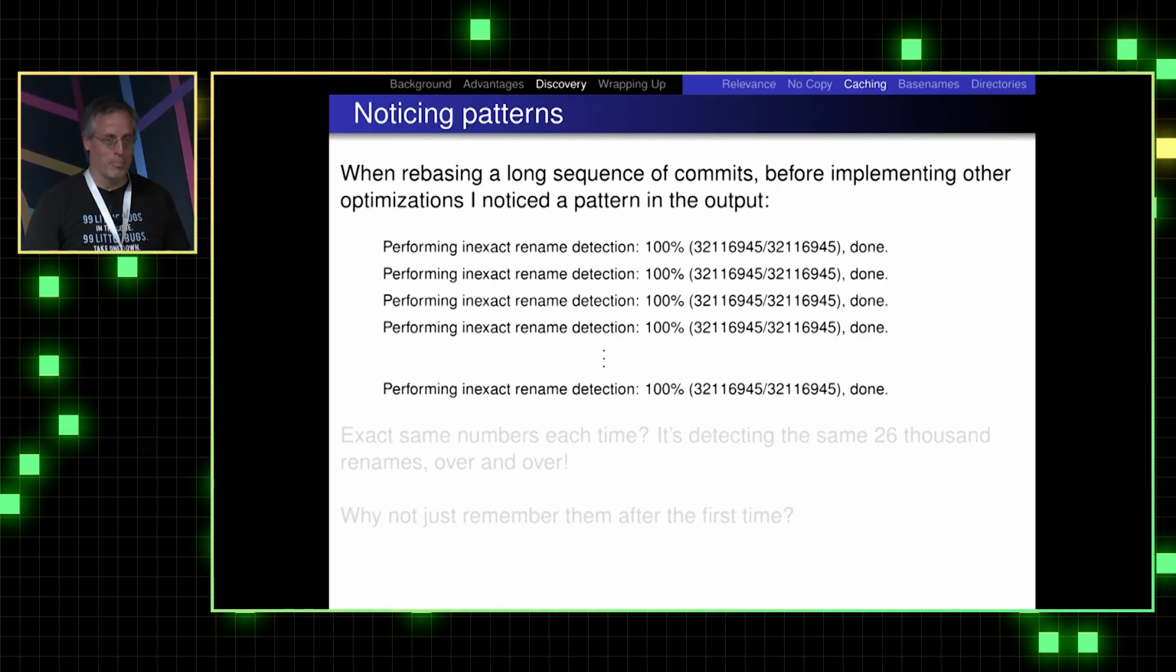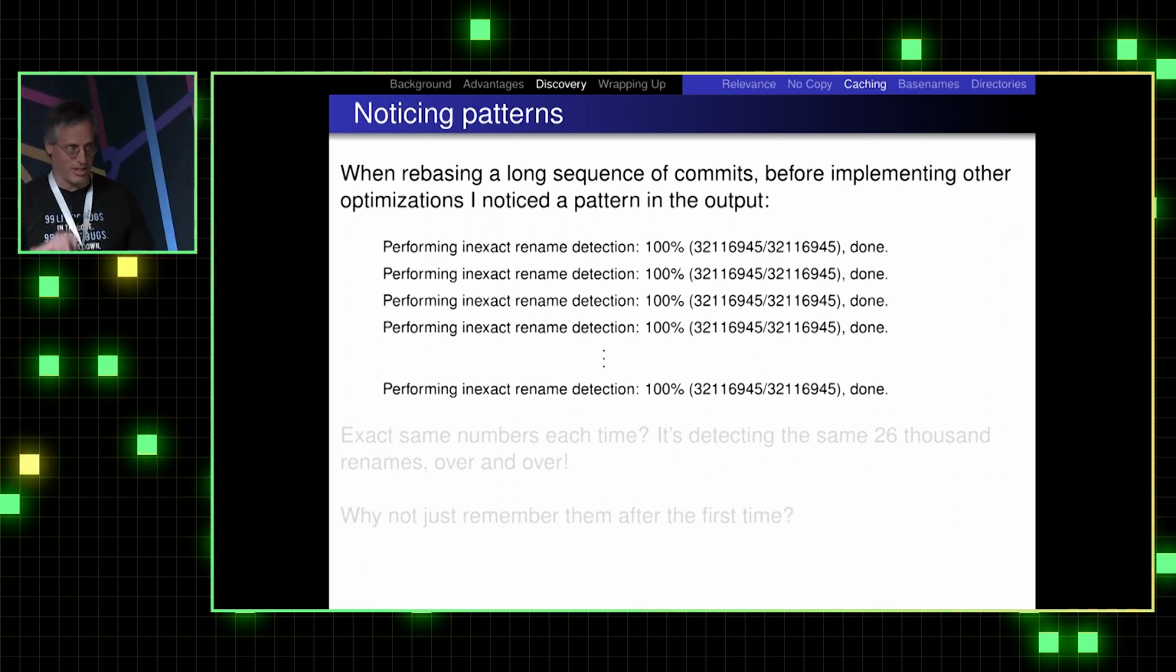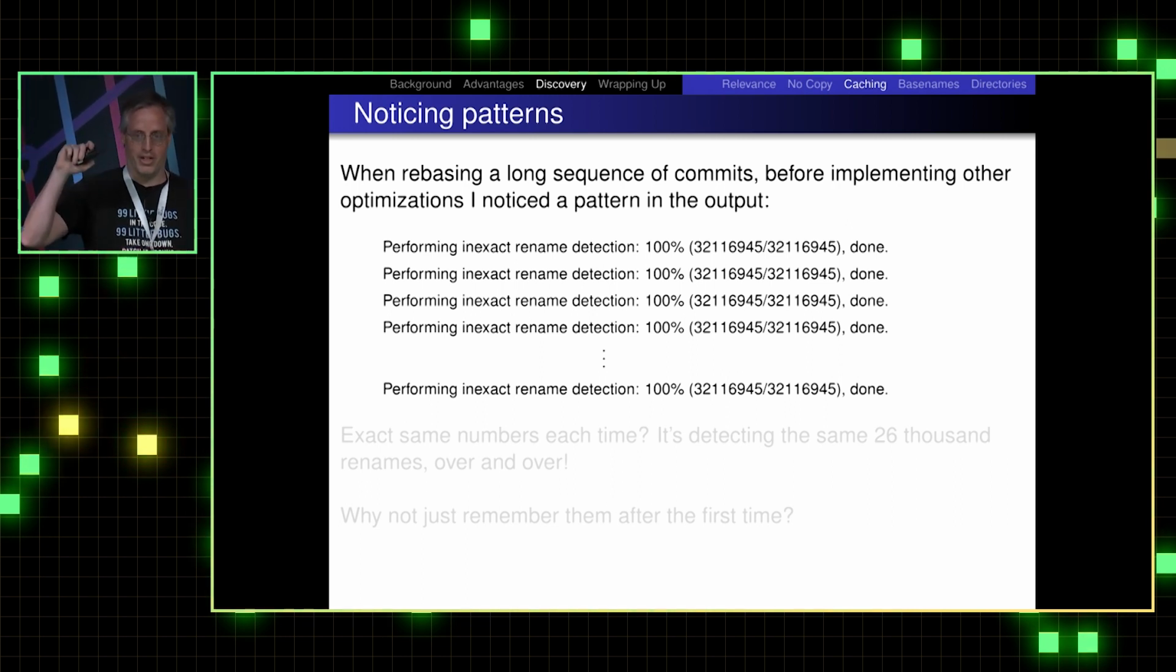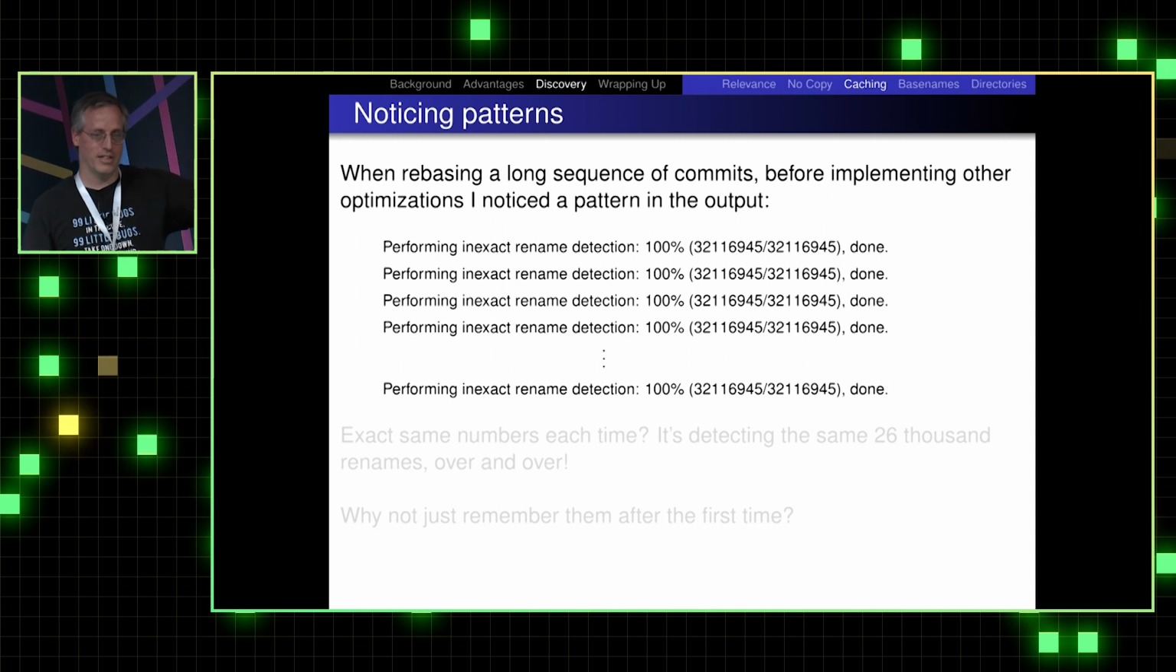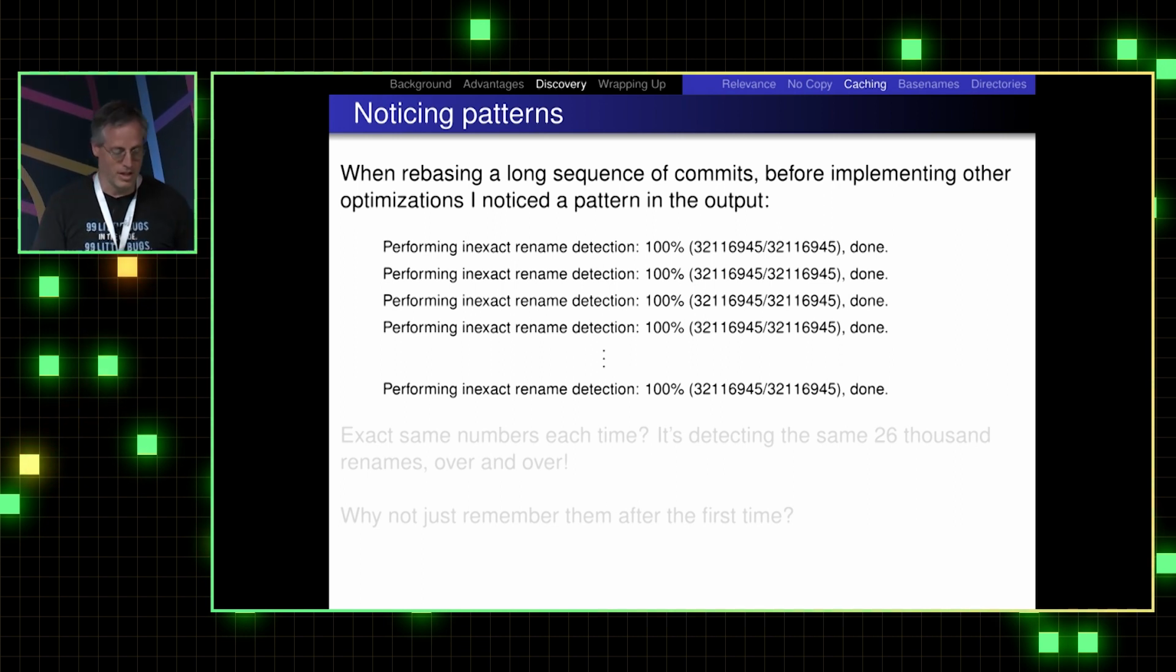But at one point, I was rebasing a long sequence of commits, and I noticed a little pattern in the output. Namely, the pattern was the exact same line, every line in a row. And in particular, even the number in parentheses. The numbers in parentheses represented how much work had been done towards rename detection. And despite being a very large number, it was identical every single time.